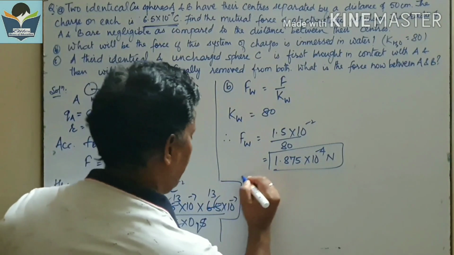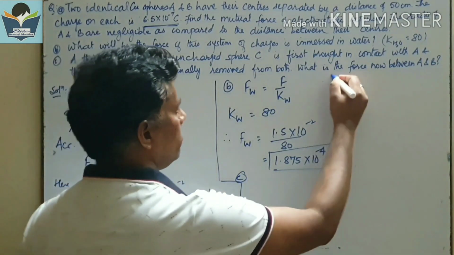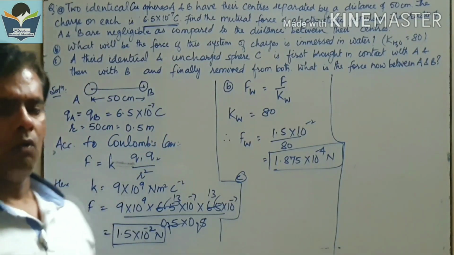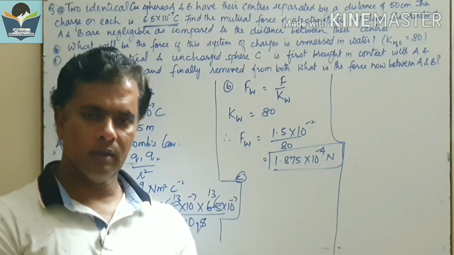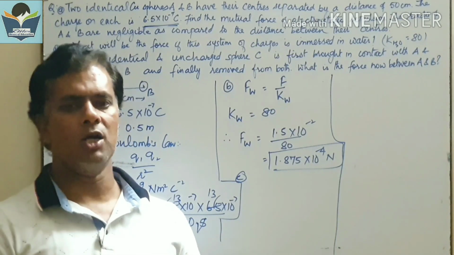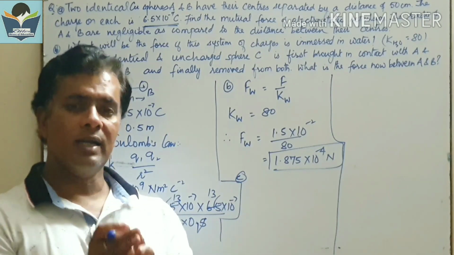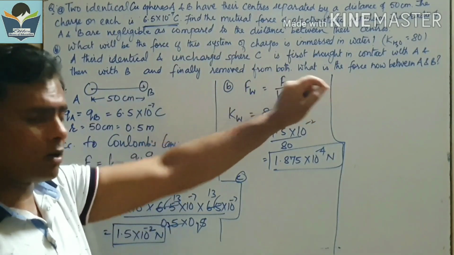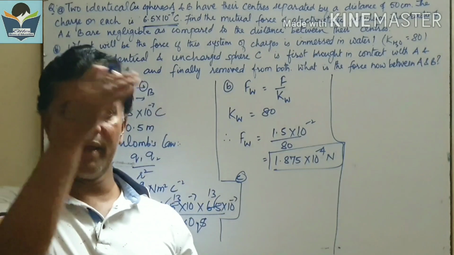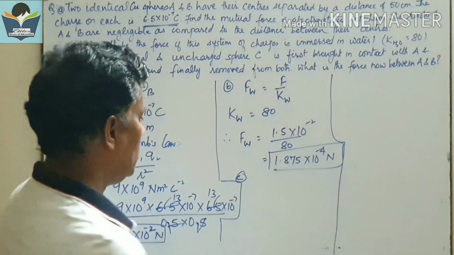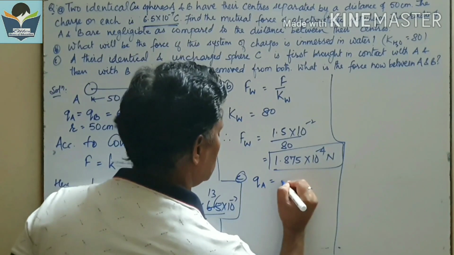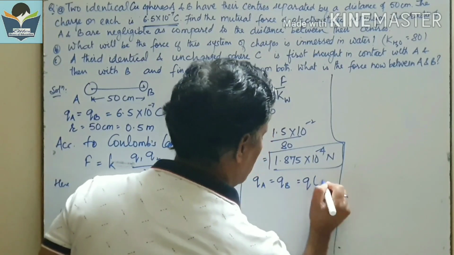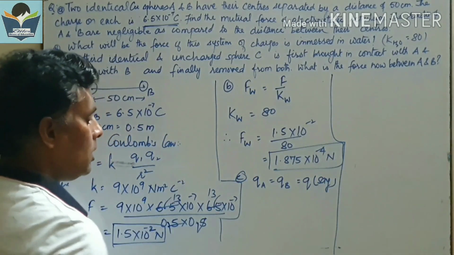Now, thirdly, this is the important part of this question. Listen to it very carefully. In this third part, we have taken another identical uncharged copper sphere C. Uncharged means the initial charge on C is 0. We first touch it to A, and then we bring it in contact with B. Initially QA is equal to QB, as was given to us. Here we assume it to be Q.